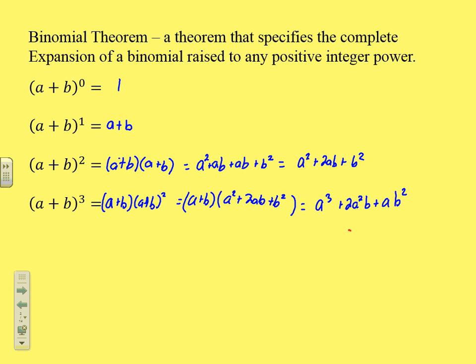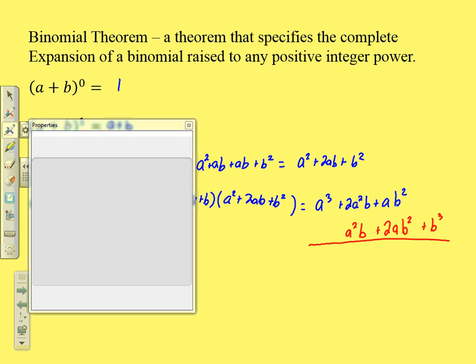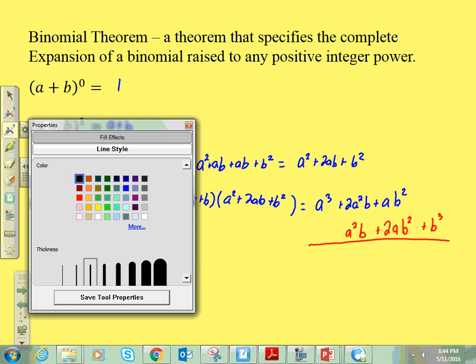So I can put a squared b here. And b times 2ab will give me a positive 2ab squared. And b times b squared will give me a positive b cubed. And combining all of those, we will wind up getting something like this.